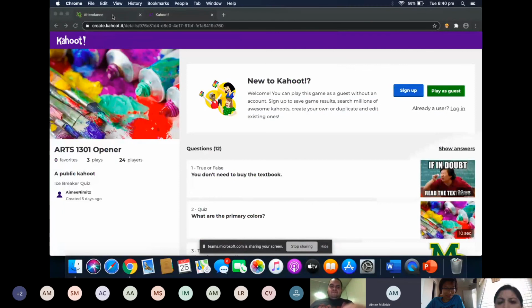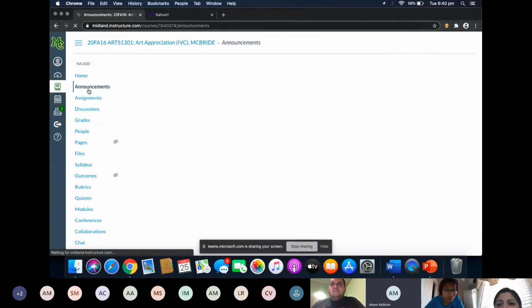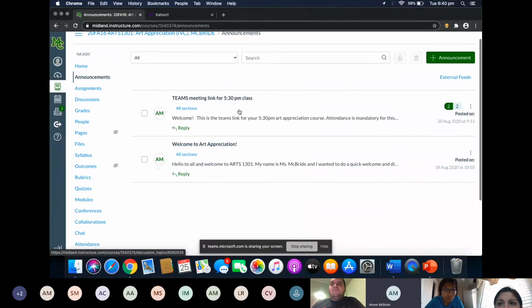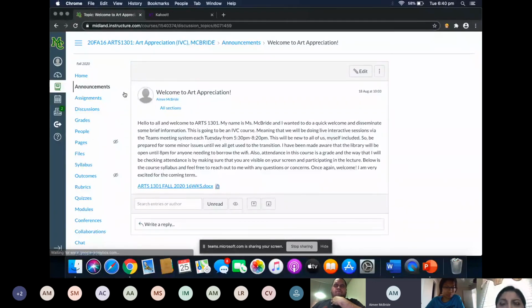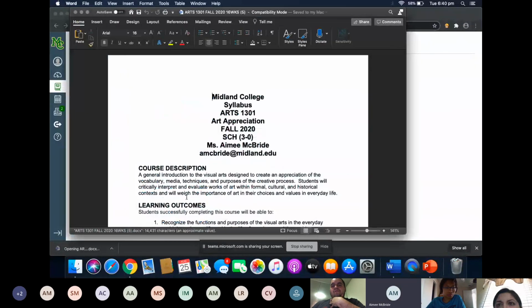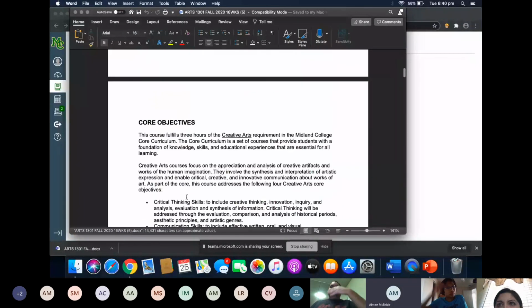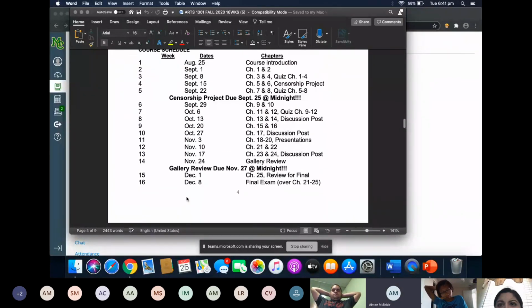Okay, so the last thing that I wanted to do today with all of you is to go through how to find stuff on Canvas. First off, I have your syllabus right here under the Welcome to Art Appreciation. It is located in Announcements, and your syllabus is right here. You just have to open it. And there it is, with all of the information that we've gone over tonight. And all of your due dates are on there.